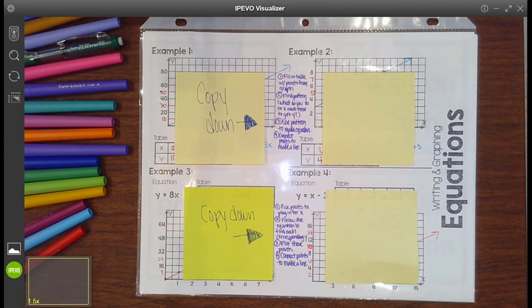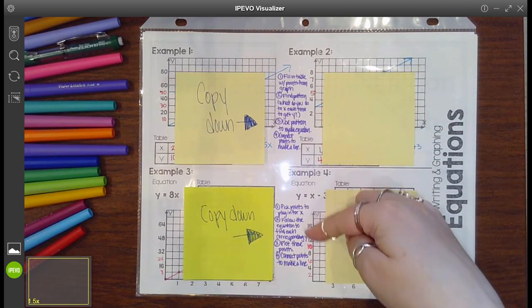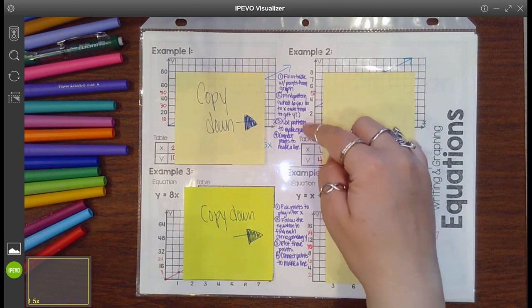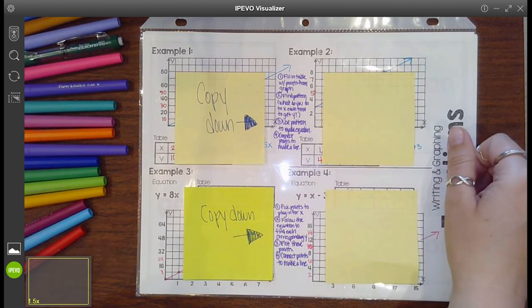Hello, my little mathematicians. Today we're going to focus on writing and graphing equations. If you could please write this and this down in the center of your paper. So go ahead and pause the video and copy this down and then unpause it once you have it.